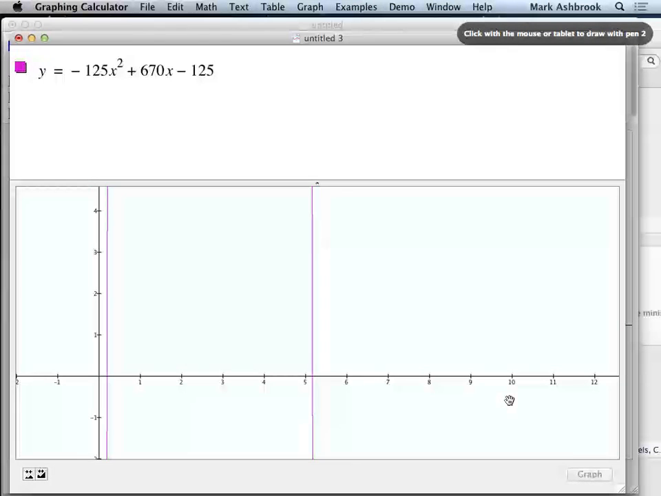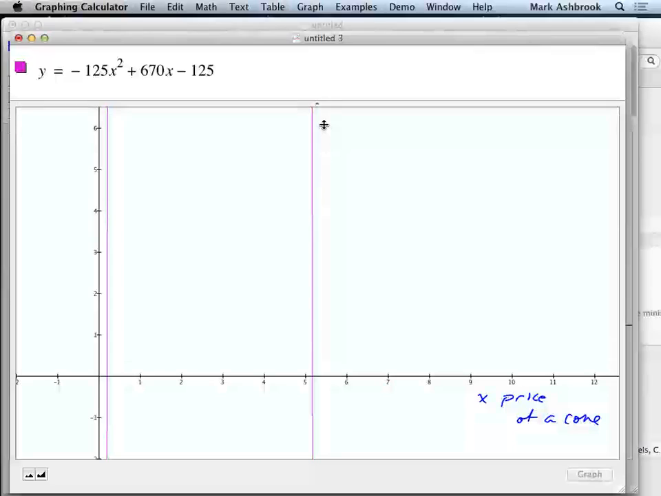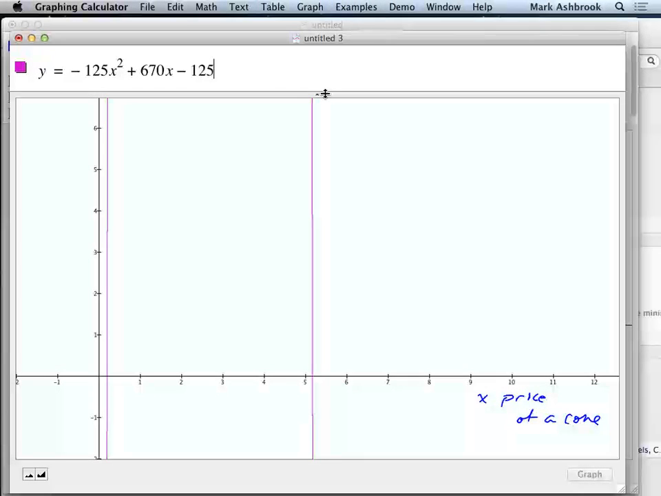Someone has said price of a cone. Agree with that? Yep, x is price of a cone. What's our y quantity? Weekly profit. Weekly profit, and then what's the unit for that? In dollars?